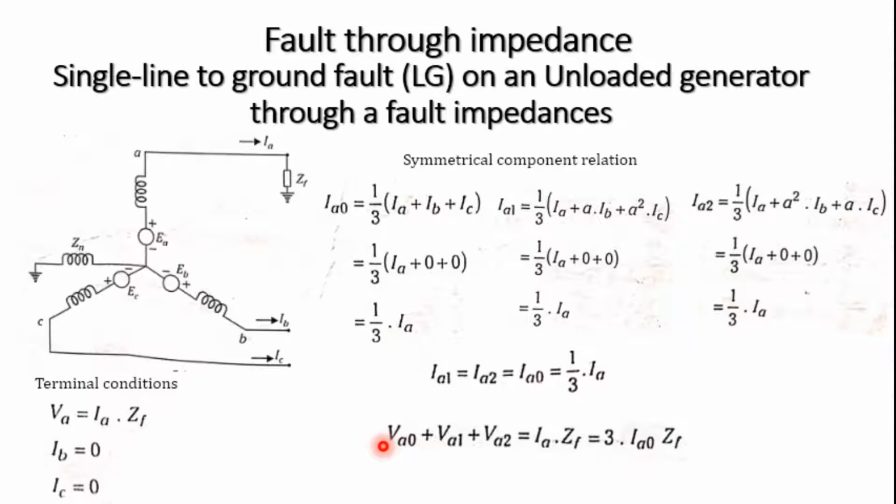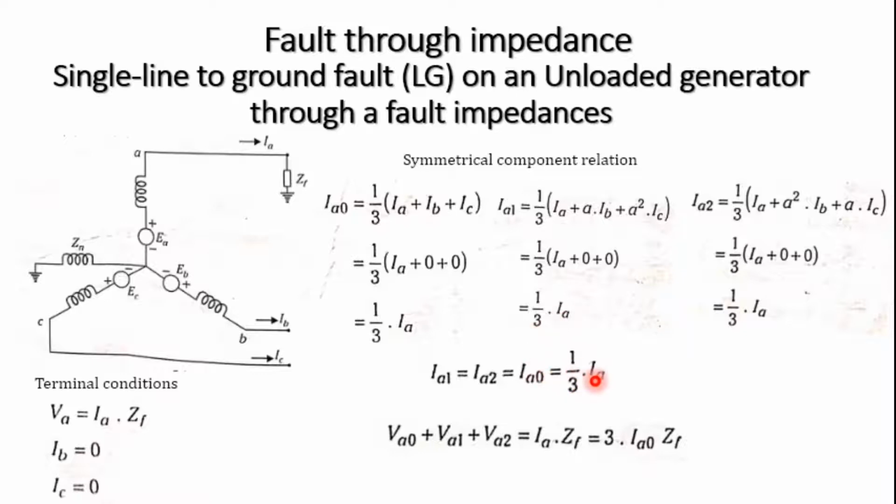So we are calculating the single line to ground fault, which consists of the three symmetrical components: positive, negative and also zero. That is why we need to calculate VA0, VA1 and VA2. Earlier it was VA. Now what is VA? VA is equal to IA into ZF.